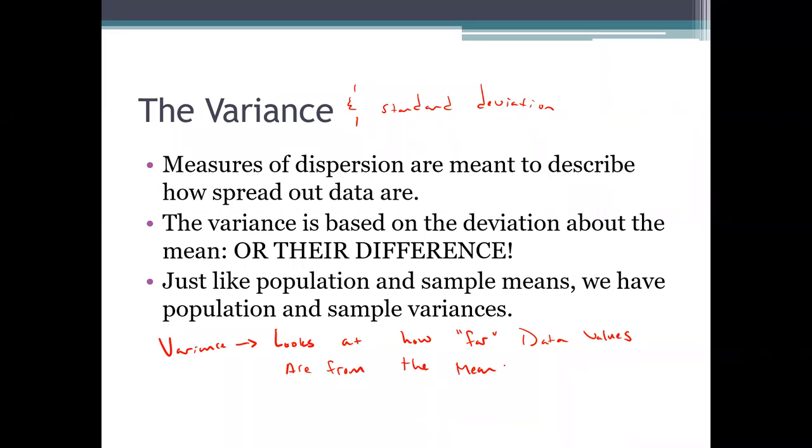When you want to look at how far data values are from the mean, we look at their difference, so it implies some type of subtraction. This is where it gets a little hard or a little weird at first. Just like population and sample means, we have population and sample variances. I'm going to put the formulas up, and they might look a little daunting at first, but I promise we'll do one by hand, I'll show you how to break it down, and then I'll show you the calculator.